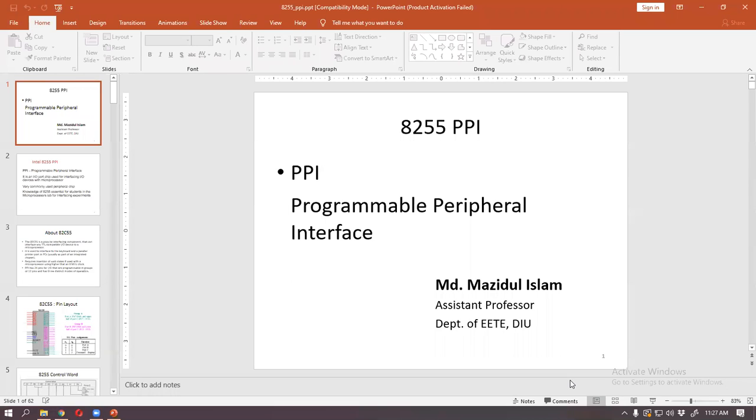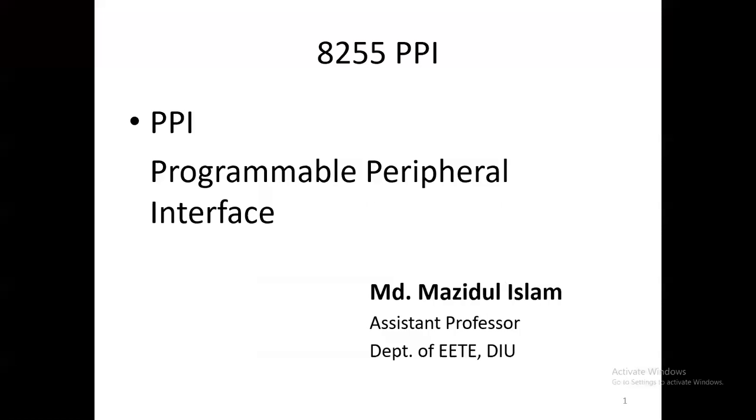Okay, so now today our other topic is 8255. At first study this, then start our lab, okay. 8255. This is another IC, the IC name is PPI, programmable peripheral interface. PPI, programmable peripheral interface. Okay, are all clear?